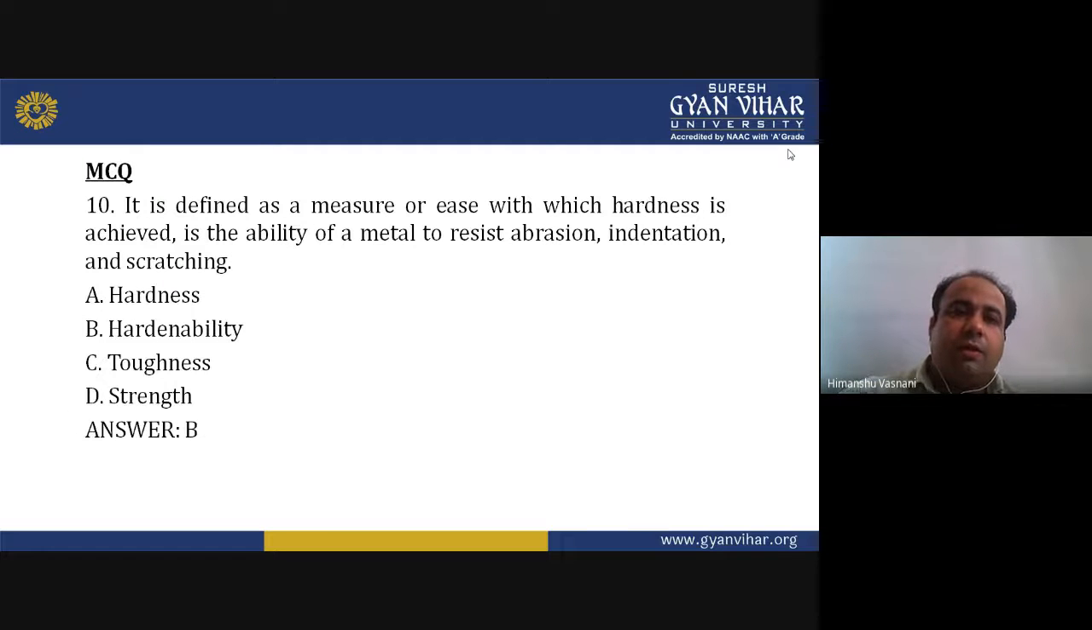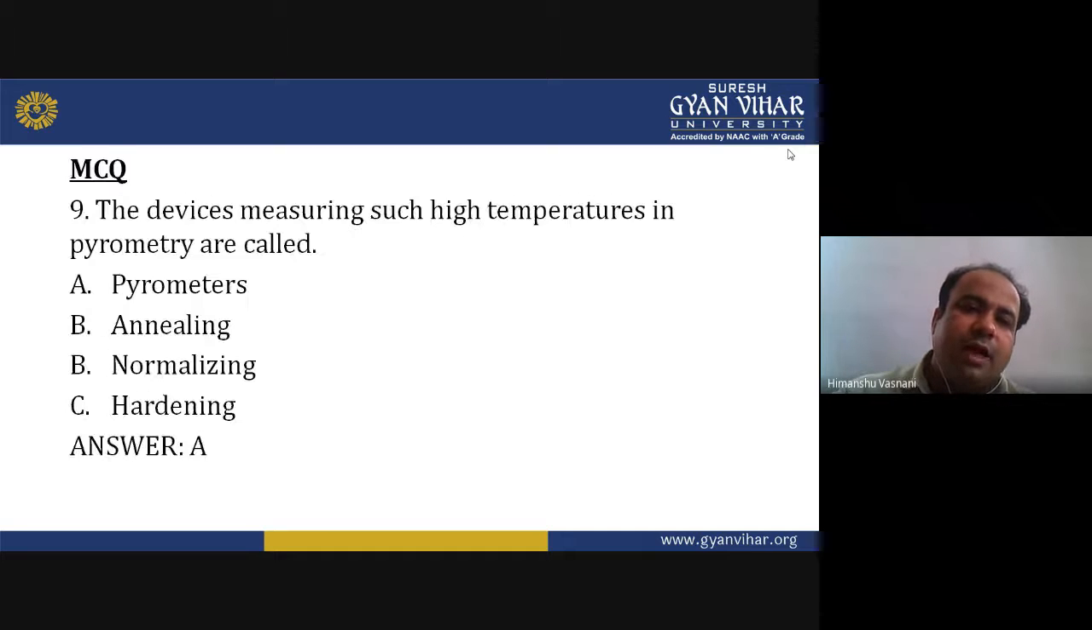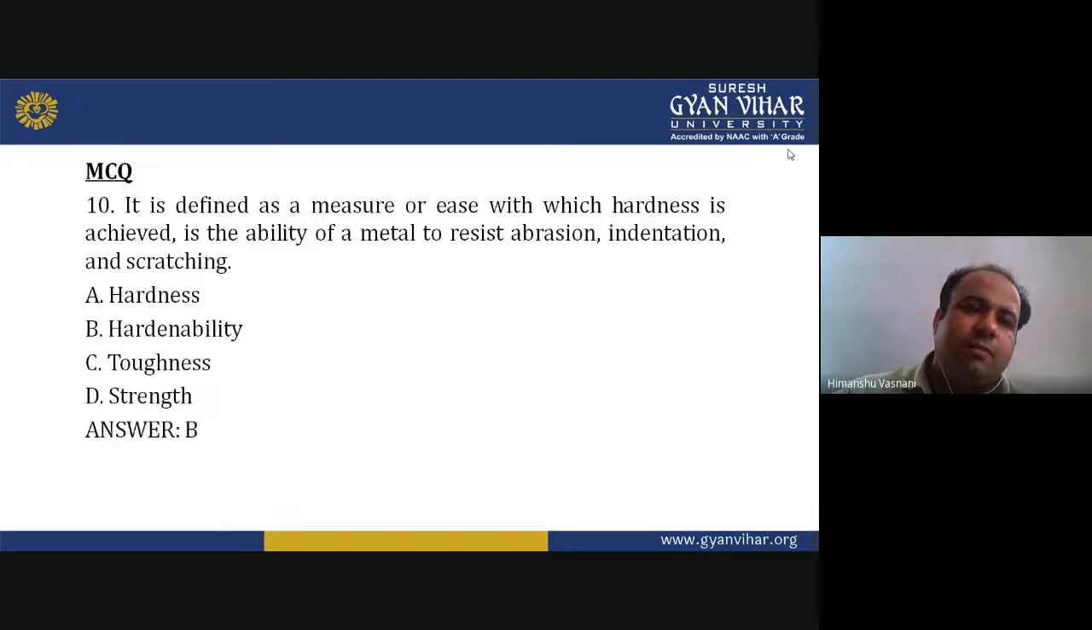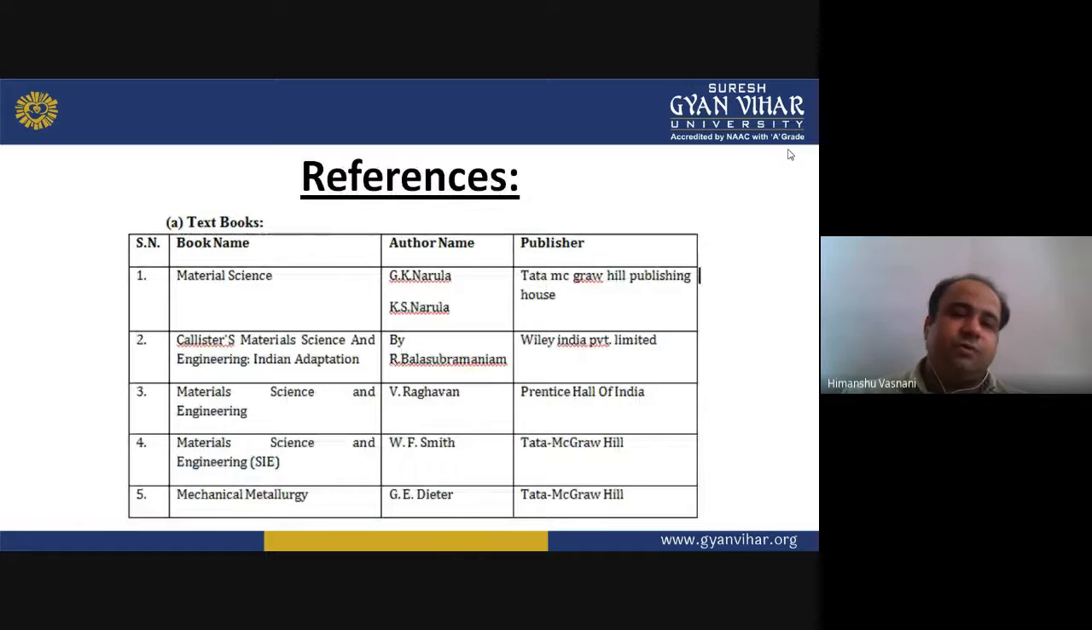Now, it is defined as a measure of the ease with which hardness is achieved and the ability of a metal to resist abrasion, indentation, scratching. What do we call it? We called it hardening. So we've studied all the MCQs just now, and we studied about radiation parameters.